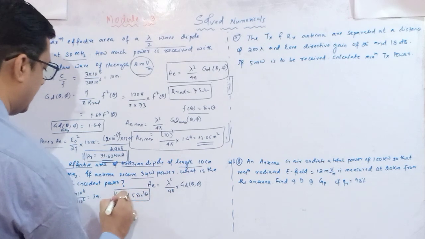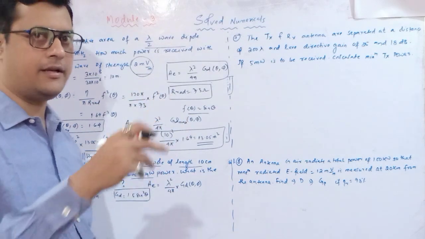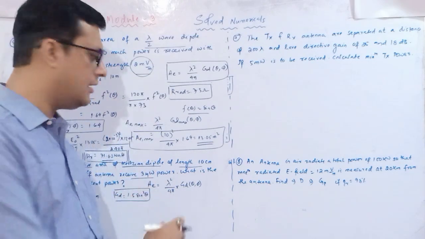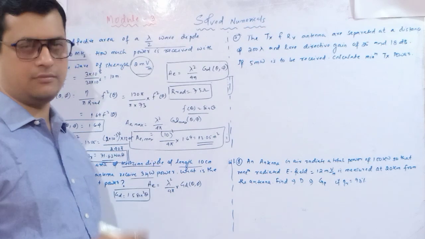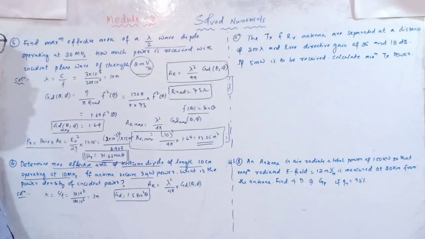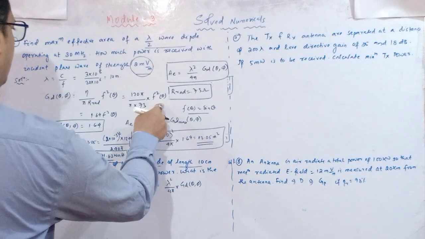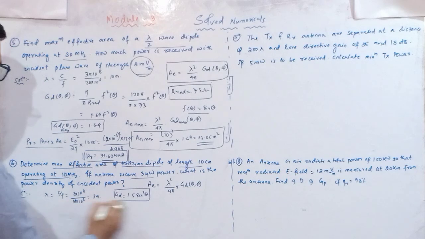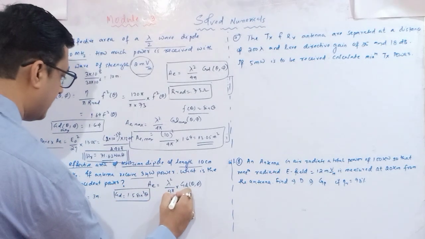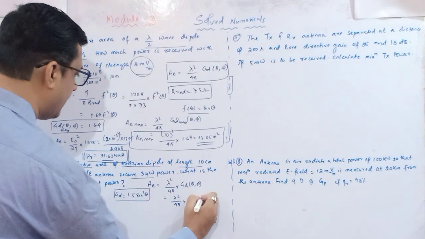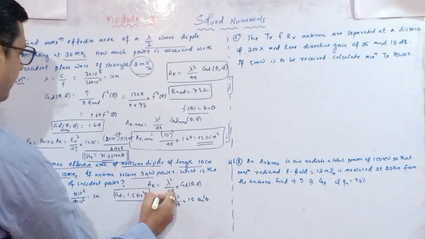This is the relation we will come across when we derive the relations for different antennas, for the short dipole antenna and the Hertzian dipole. For the time being, this relation will help us solve this numerical. So GD for the Hertzian dipole is 1.5 sine square theta. What is the maximum value? 1.5. That I am going to use in this particular equation for effective area: lambda square divided by 4 pi, GD is 1.5 sine square theta. So this is my effective area.